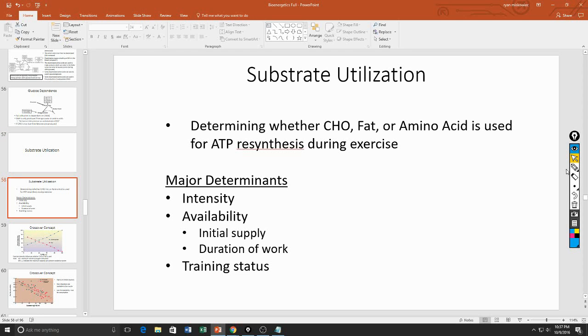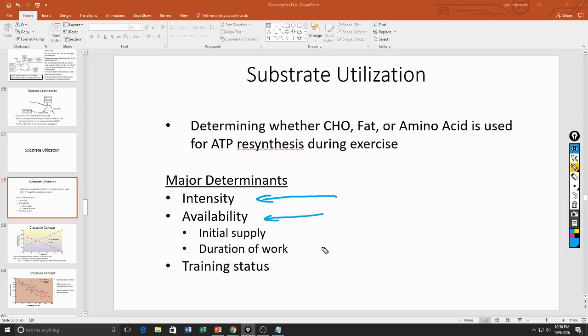So, essentially, the major determinants for substrate utilization can be boiled down to a few key factors. Those things, namely, being intensity of exercise, okay, intensity, availability of substrate, okay, so that has to do with how much of it did you have to begin with? Let's say in the case of glucose or glycogen, if I started out being glycogen depleted or having low glycogen to start with, well, then I'm going to have low availability, right, because my supply is low, and that's going to influence whether or not I'm using that energy system.